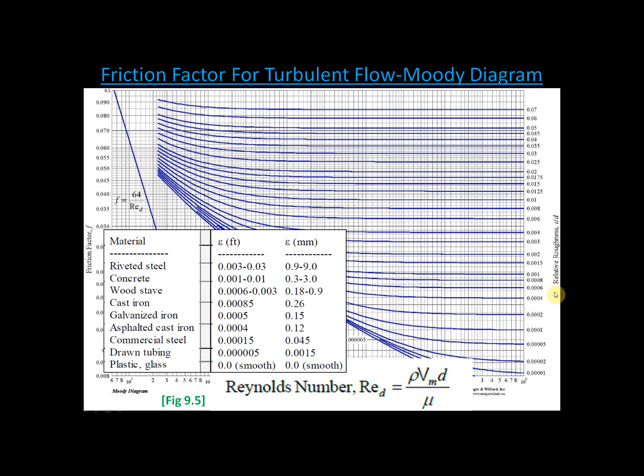right-hand side, which is the pipe roughness divided by the diameter. And that's relative roughness. So the equation is right there. I'm going to take whatever material I have, take its roughness, divide it by the diameter, and I'm going to get the relative roughness. And that's how I'll use this diagram. And I'm going to show you an example of that here in a second.